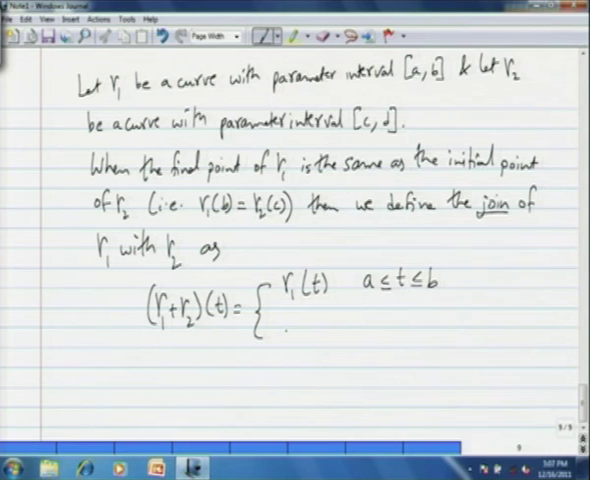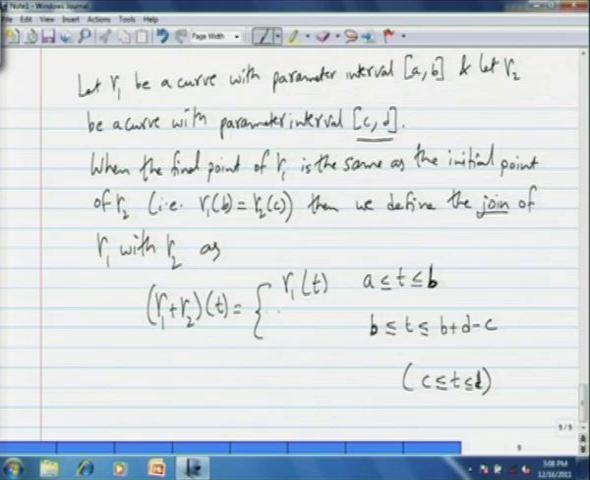So, we want to start at b. Now, time has to continue where it has left off. So, we want to start at b, and end where? Well, the parameter interval for gamma 2 is of length d minus c. So, we want to end at b plus d minus c. Here is an interval of length d minus c which starts at b. So, what we have done is we have added b minus c to both sides of this kind of inequality.